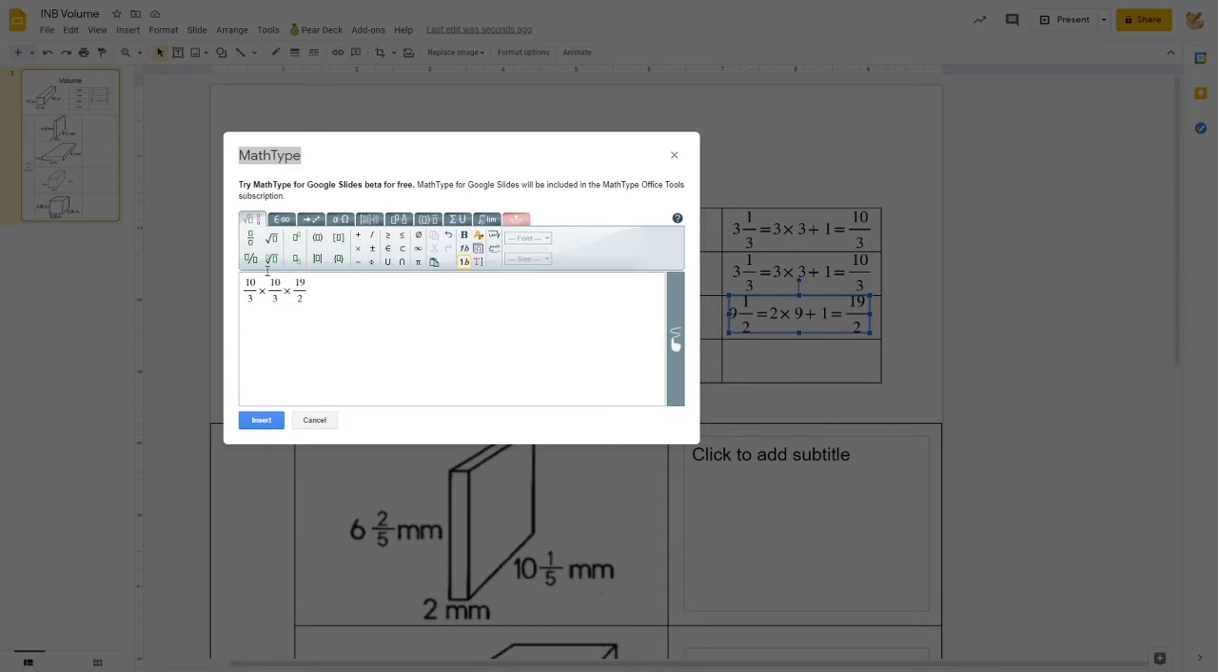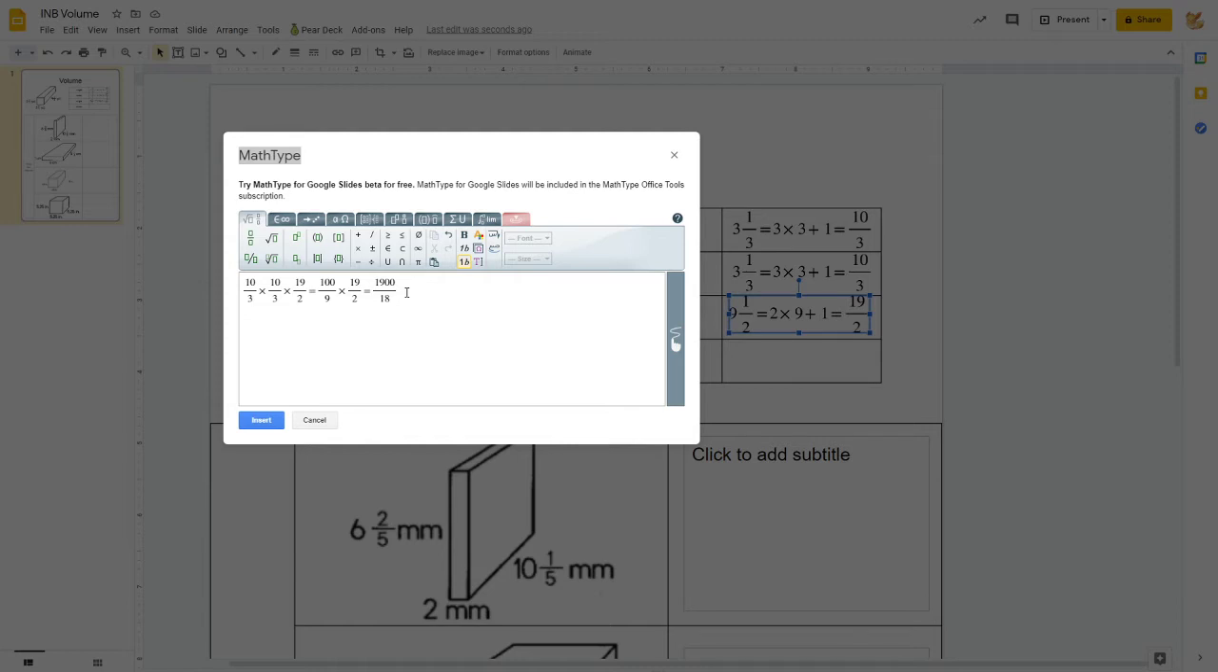So here I'm going to first multiply our 10 thirds by 10 thirds. Just do 2 problems at a time. You don't have to stick with those 2, but those are the 2 I chose. So 10 times 10 is 100. 3 times 3 is 9. Then we have times 19 halves. Now I'm going to do 100 times 19, which is 1900, and then 9 times 2, which is 18.